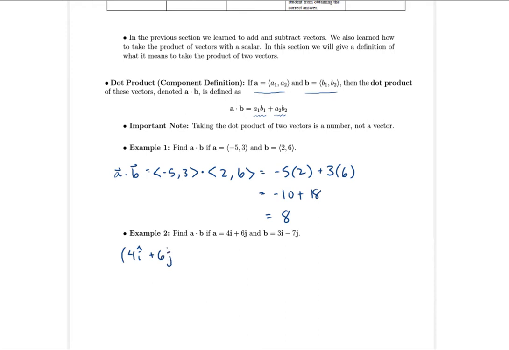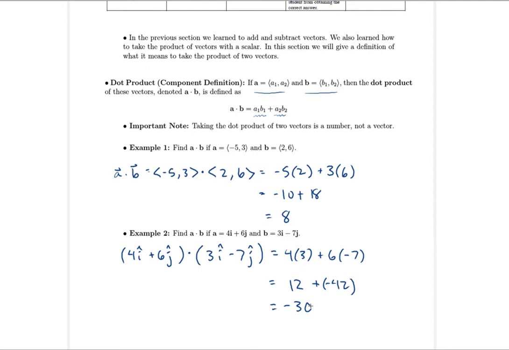And of course we can apply this same idea when we're using the IJ notation instead. Same thing applies, so we still have our x and y components. So we get 4 times 3 is 12, and then 6 times -7. So 4 times 3, and so then we get 12 plus -42, which is -30. So a dot product can of course be positive, it can be negative, and so that's how you do it.